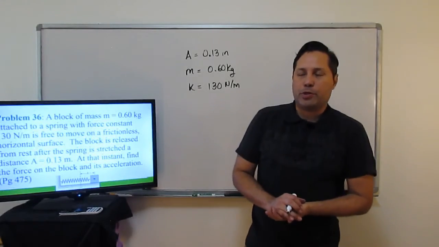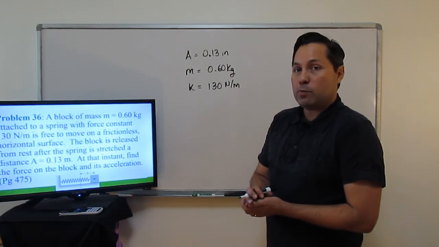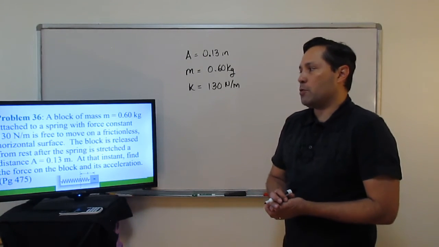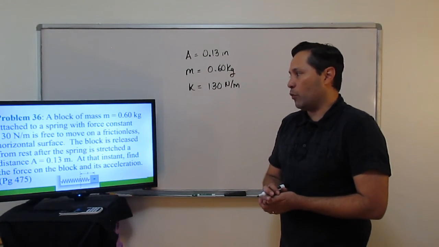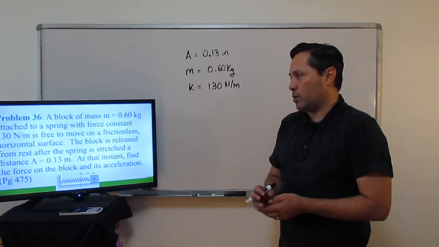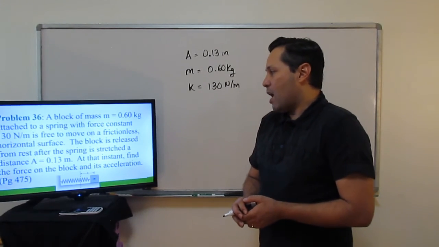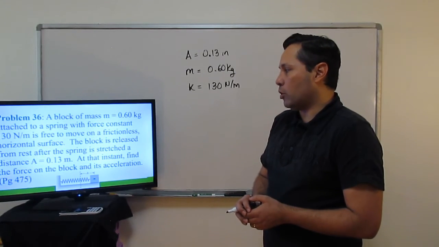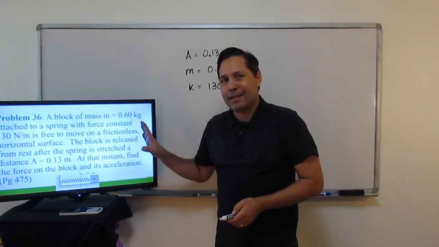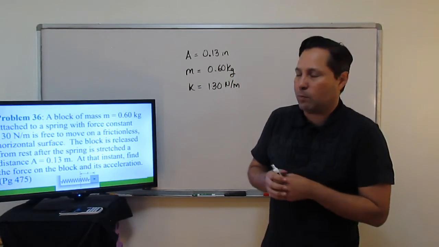Our next problem is problem 36. In this problem, you're asked the following. A block of mass m, 0.6 kilograms, is attached to a spring with a force constant of 130 newtons per meter and is free to move on a frictionless horizontal surface. The block is released from rest after the spring is stretched to a distance of A, which equals 0.13 meters. At that instant, find the force on the block and its acceleration. So you get the block, pull it away, and the instant they let it go, what will be the acceleration of the block and how much force does the spring have as it's pulling on the block?